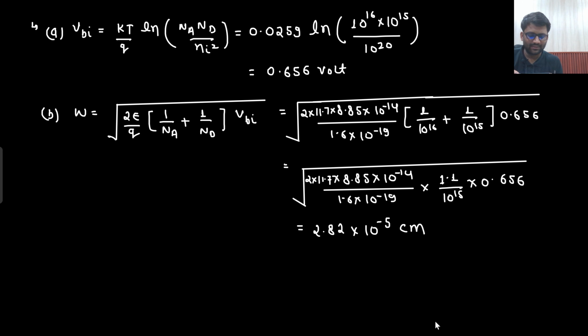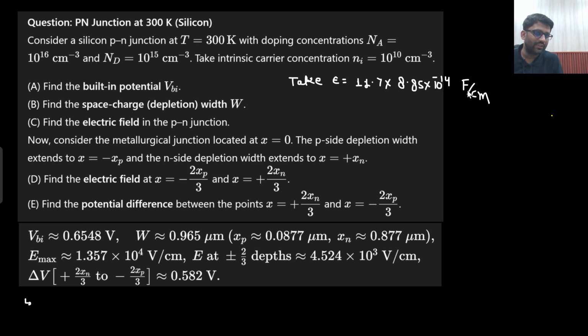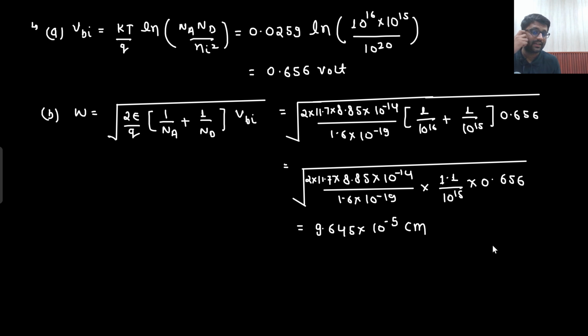11.7 under root 2.82, 9.64. Okay, so yeah, 9.645. What are we getting? 9.645 into 10 to the power minus 5. Here what will I write down? Centimeter, because everything I took in centimeter, right? Everything was going into centimeter. You see this particular value, this was also in centimeter, this was also in centimeter. So everything was in centimeter. That's why the answer I am getting is in centimeter. Is that clear to you?